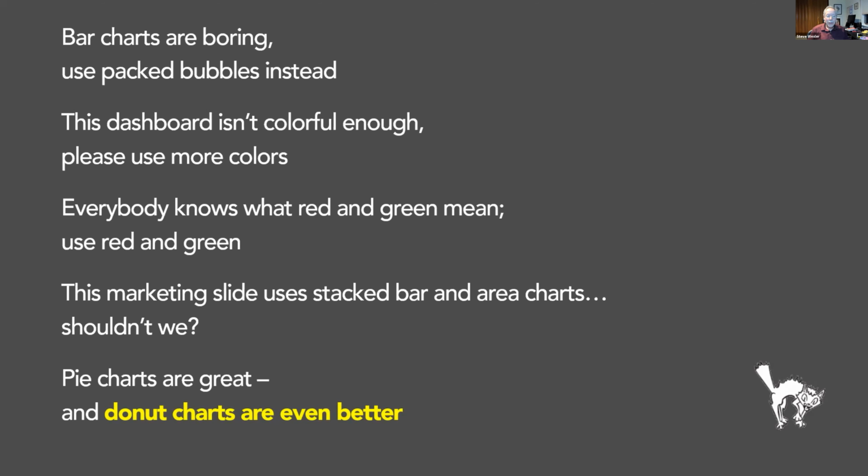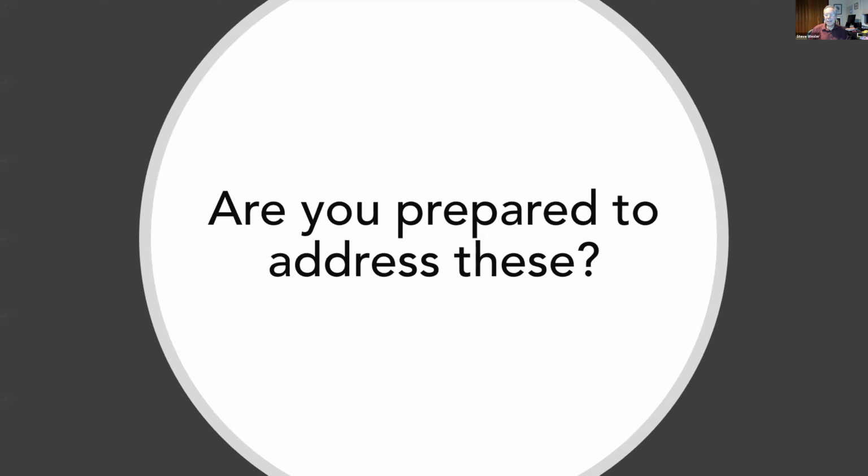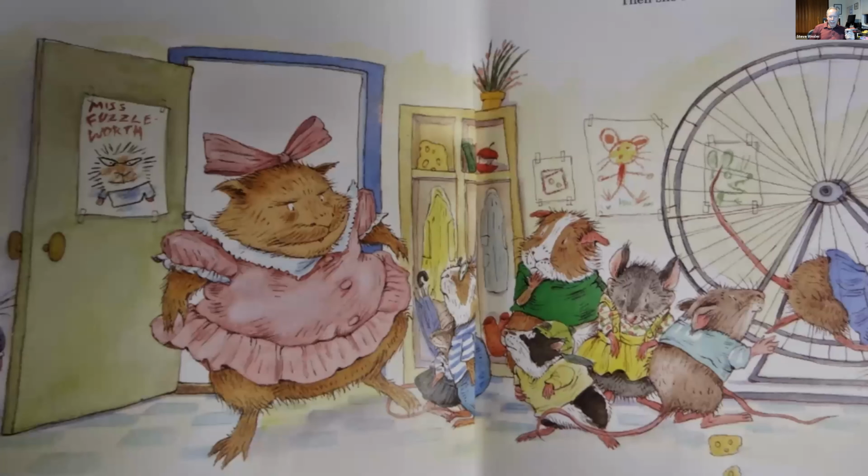Maybe there are cases where you should. Or are you armed with good arguments for where the shortcomings of donut charts or pie charts are? Are you prepared to address these things and do it in a nurturing manner, not like this rodent?